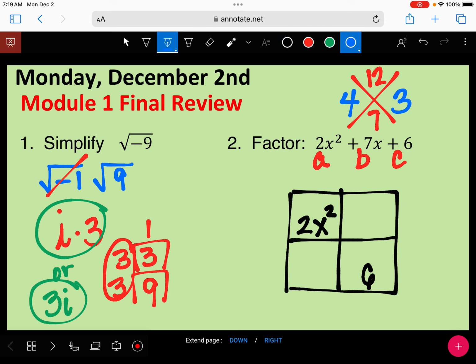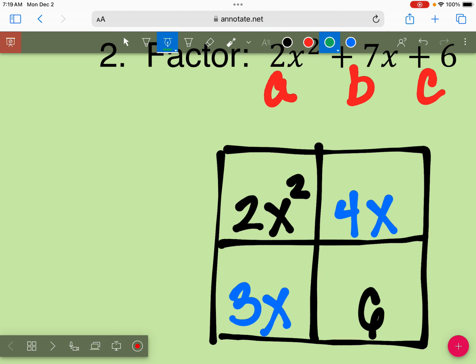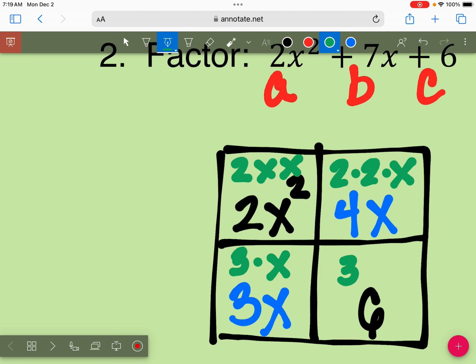All right, and then you're going to put 4x and 3x. And now we're going to take out our GCFs. I'm going to break down these boxes for you. So 2x squared is the same as 2 times x times x. 4x is 2 times 2 times x. 3x is just a 3 times x. And 6 can be 3 times 2.